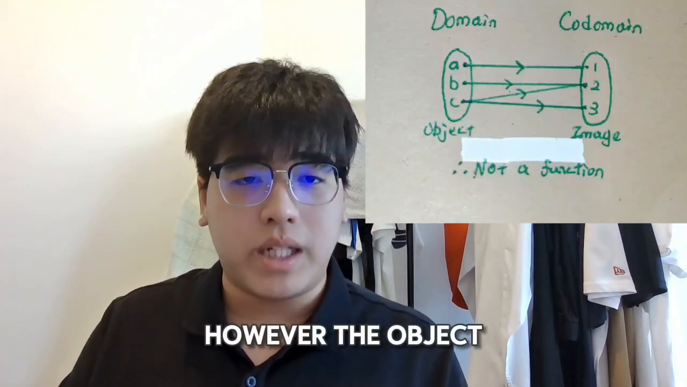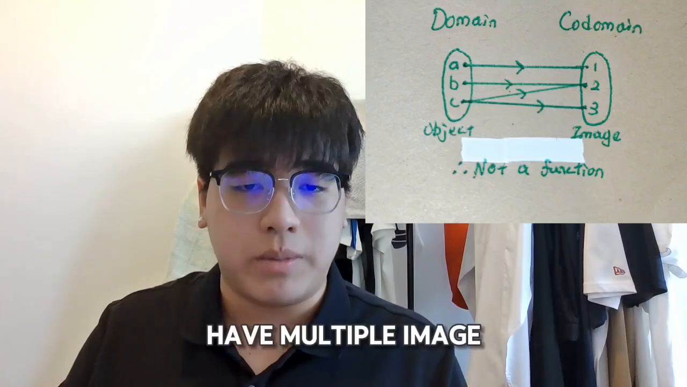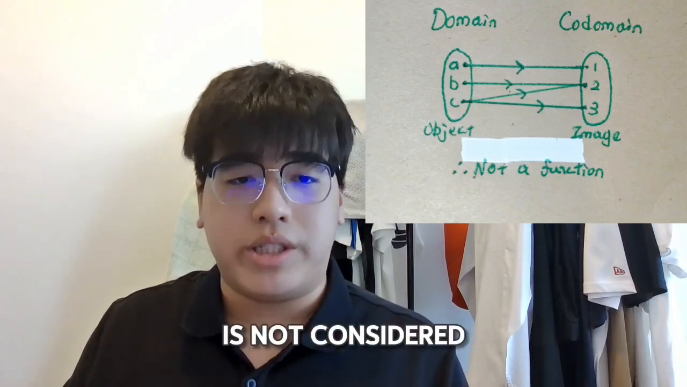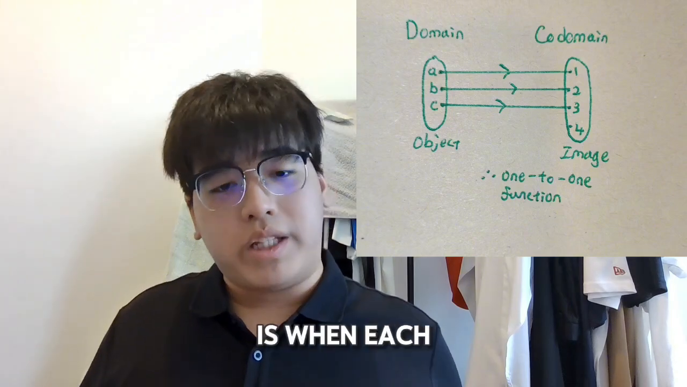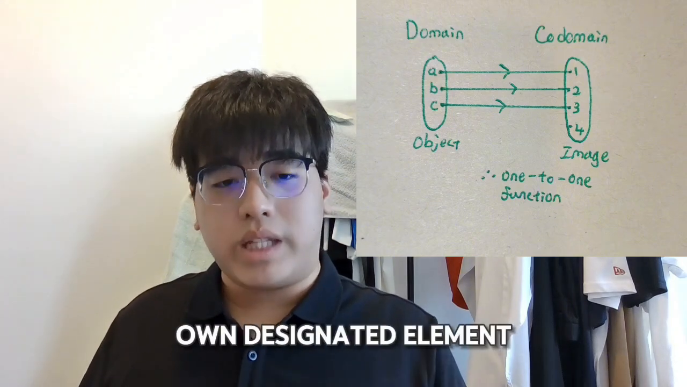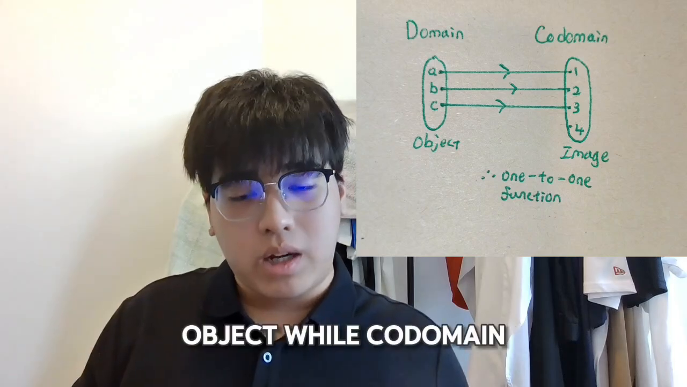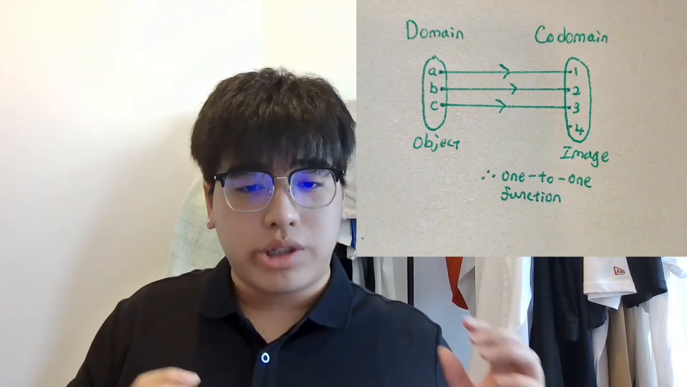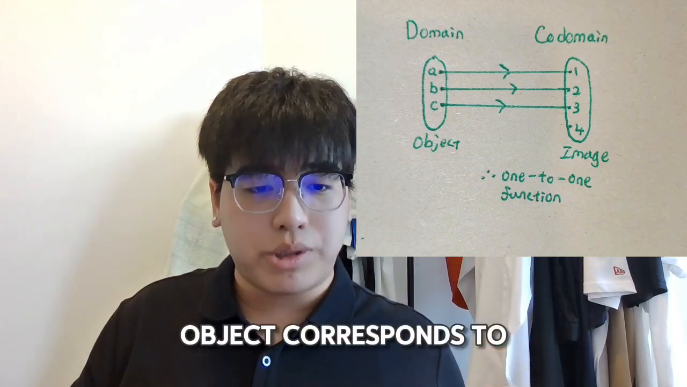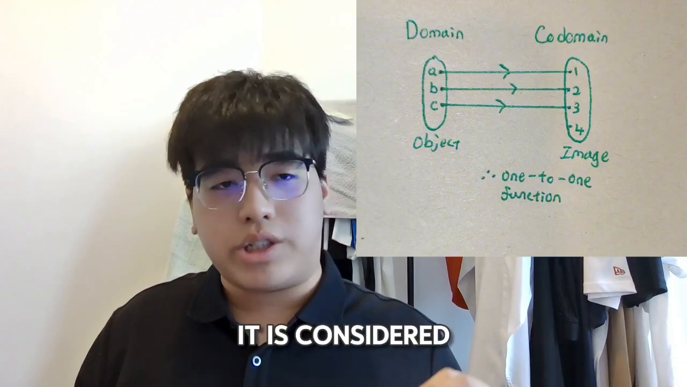However, an object in the domain cannot have multiple images, or else it is not considered a function anymore. On the other hand, one-to-one is when each domain element has its own designated element from the codomain. Domain is the object while codomain is the image. So when the object corresponds to the image, it is considered a function.